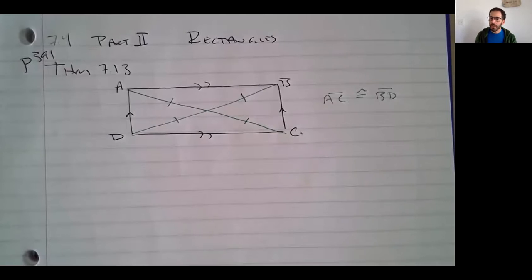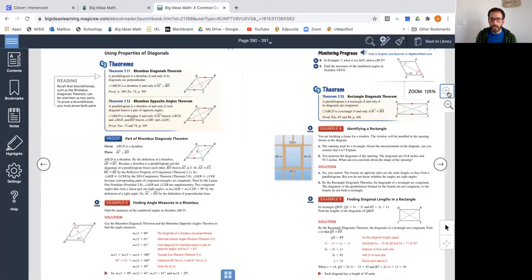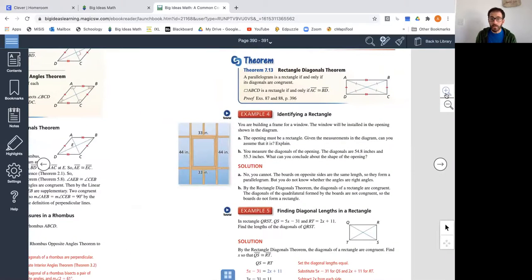Okay, I actually want to take a look at example 4 together. So let's take a look at my online textbook. The great thing about learning geometry is that you really are learning logic. How do you know what you're looking at is something? Can you assume that it is? Why or why not? So here we have example 4.